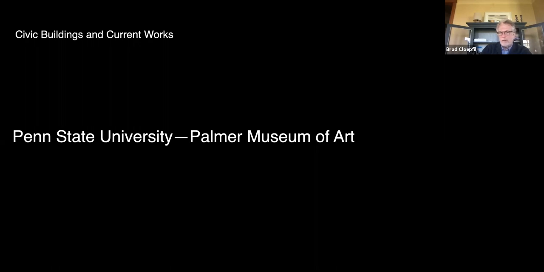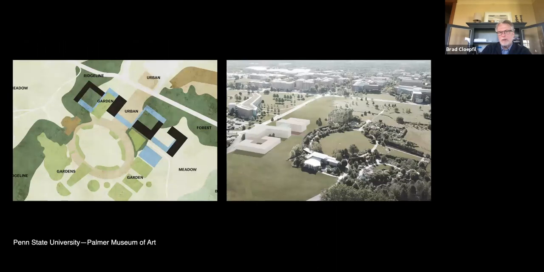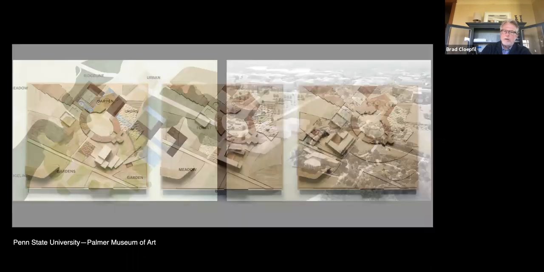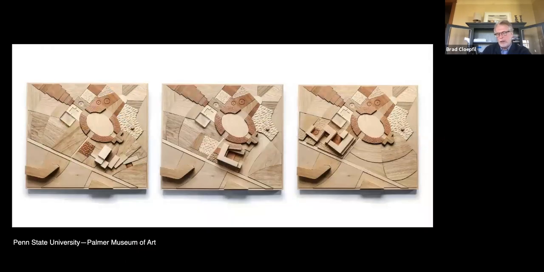The Penn State University Palmer Art Museum kind of goes back to our, I guess, typological strength in some ways. This is a very, very exciting project that we just finished the construction documents on. It is a new art museum for Penn State University on the grounds of the botanical gardens, which you see on the right and in the diagrams. And so we created a building that meanders across the site and creates different courtyards, different ways of engaging and relating to the gardens and the campus and the larger site in the mountains of central Pennsylvania.